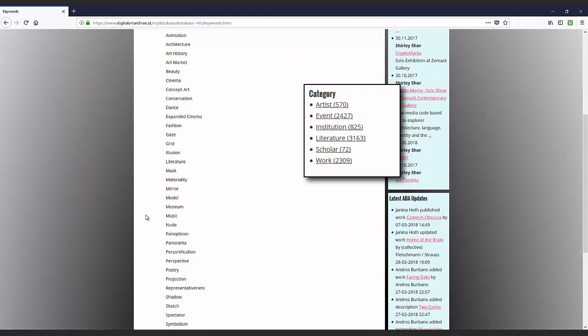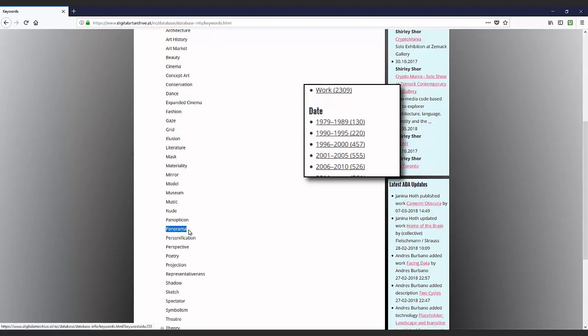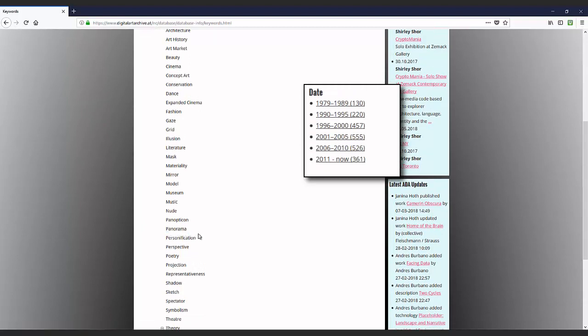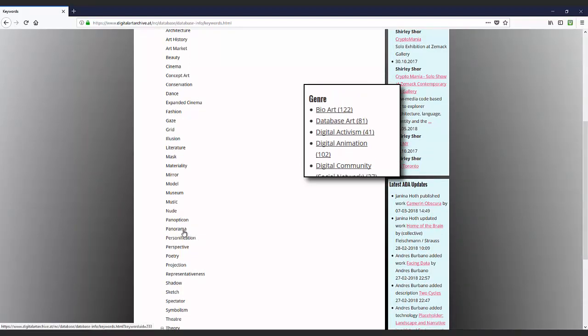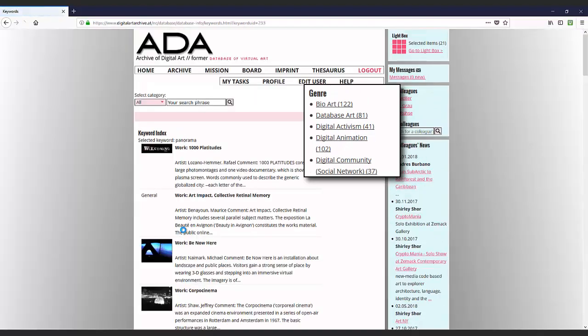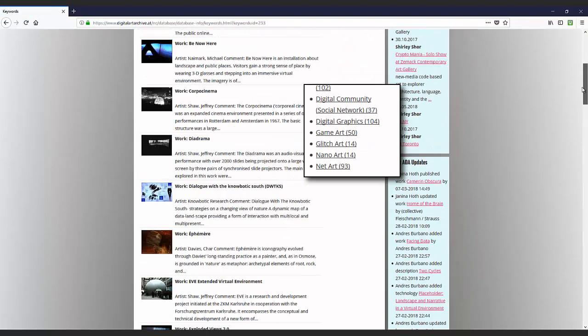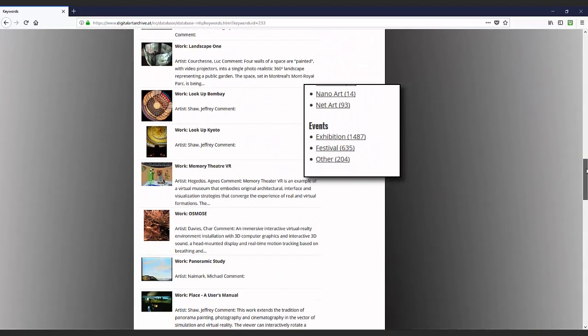With metadata on over 2,000 events, 800 institutions, thousands of artworks, and an extensive bibliography, this user-generated content supports the documentation of media art for institutions of cultural heritage.